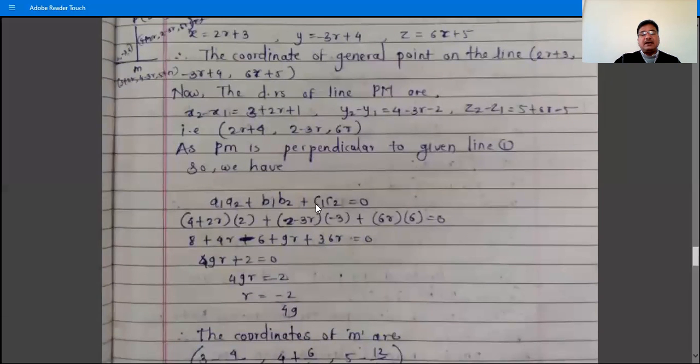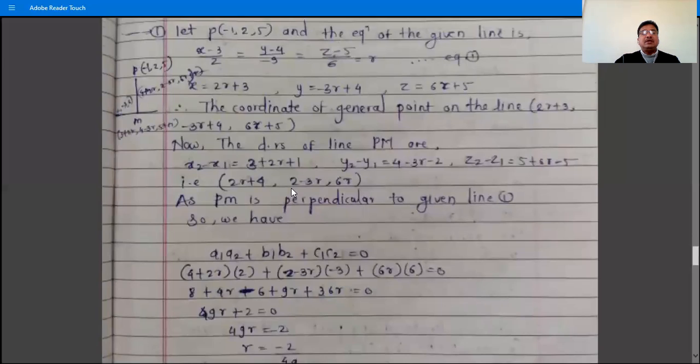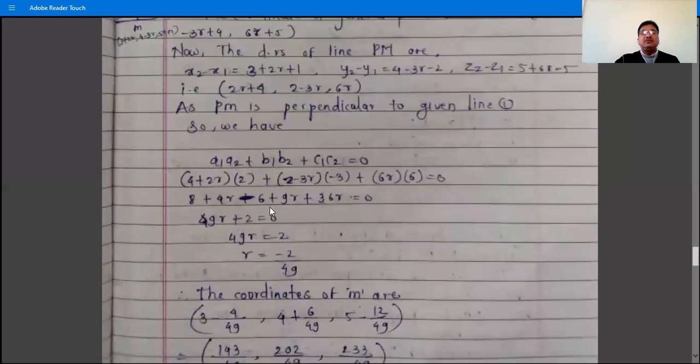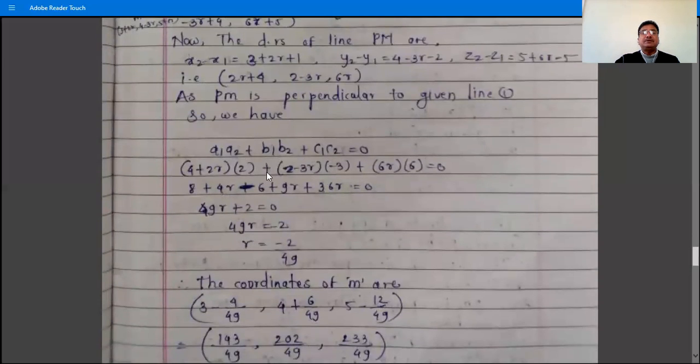Where A1, B1, C1 are the direction ratios of one of the lines, and A2, B2, C2 are the direction ratios of the other line. So if the two lines are perpendicular, then we have A1 A2 plus B1 B2 plus C1 C2 is 0.